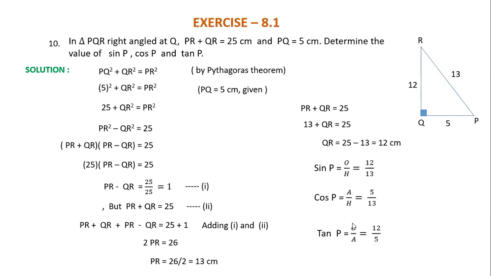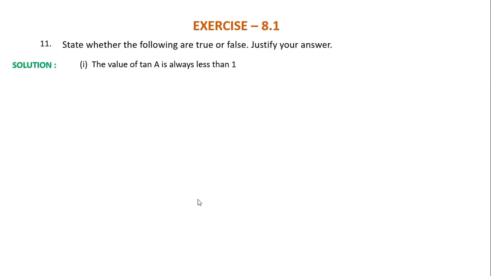Next we go to the next question. Question 1. State whether the following are true or false. Justify your answer. The first one: the value of tan A is always less than 1. In the just previous question we have seen tan of P is 12 upon 5. 12 upon 5 is 2.4, which is greater than 1. So saying that it is always less than 1 is a false statement. Therefore, this is false.